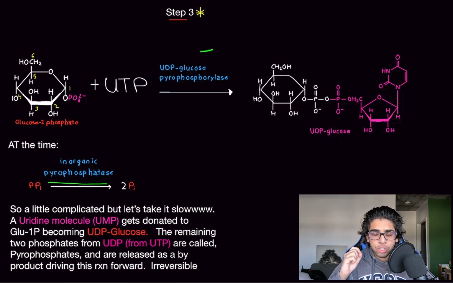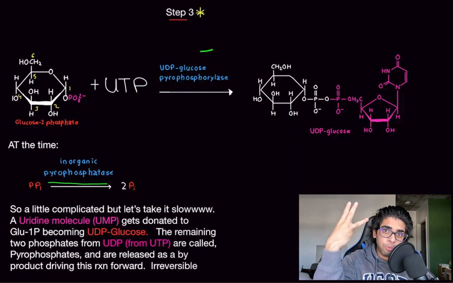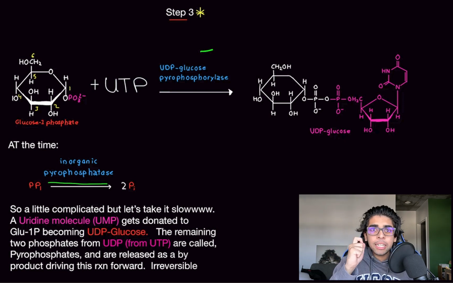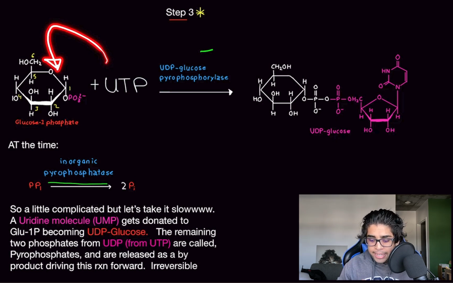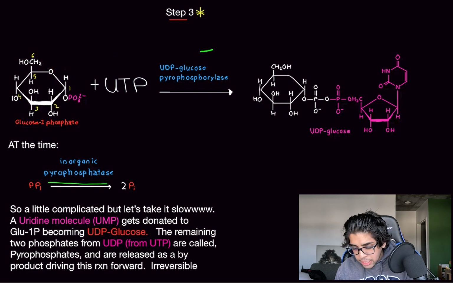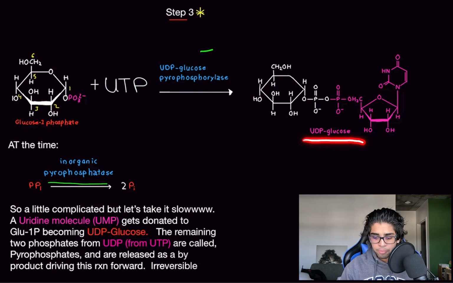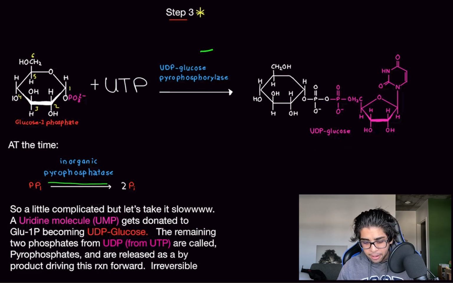So we have a uridine triphosphate. Uridine has 3 phosphates on it. We are going to take one of those phosphates and attach it to glucose 1-phosphate, okay? And it's going to create UDP glucose, uridine diphosphate glucose. And we're going to use the enzyme UDP glucose pyrophosphorylase.